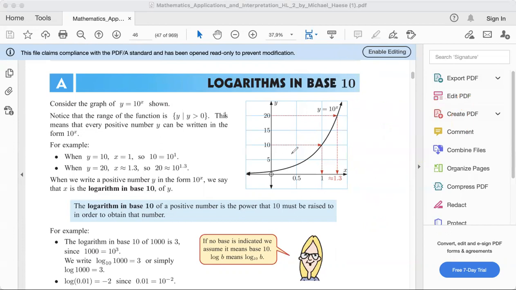For example, why will this graph become like that? When x is 1, y is 10, because y is 10 power 1, so it is 10. And 10 power 0 is 1. That's why this point is 1 when x is 0. So this is the definition: the logarithm in base 10 of a positive number is the power that 10 must be raised to in order to obtain the number. So this is just an introduction about logarithm base 10.